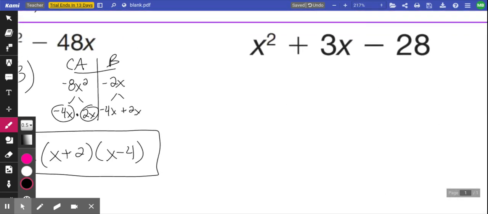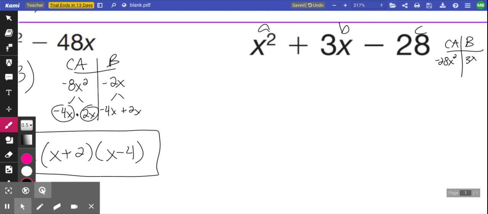Let's look at our next example. I have x squared plus 3x minus 28. This time there is nothing that I can factor out. So I'm going to start by labeling my ABC, setting up my CAB. C times A is negative 28x squared. B is 3x. So I need something that multiplies to be negative 28 but adds to be positive 3. I know that 7 times 4 is 28, so I'm going to use a positive 7x and a negative 4x, because 7 minus 4 is 3.